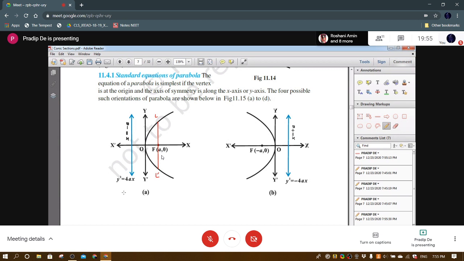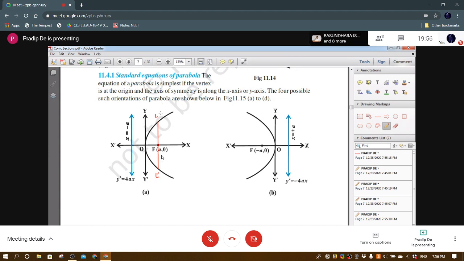The equation is y square equal to 4ax. Okay. The abscissa of the point L or L prime is a. Now if I put x equal to a in the equation, what do I get? Y squared is equal to 4a into a, that is y square equal to 4a square. So y is equal to plus minus 2a. Yes. Y is equal to plus 2a for this point L, and y is equal to minus 2a for this point L prime.